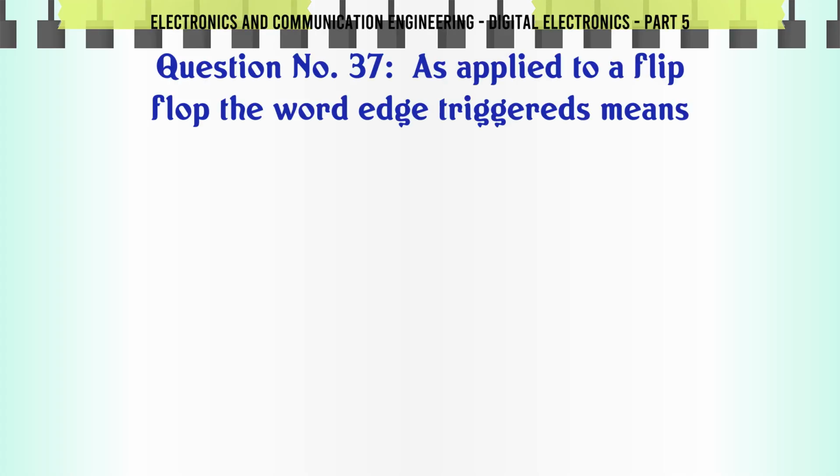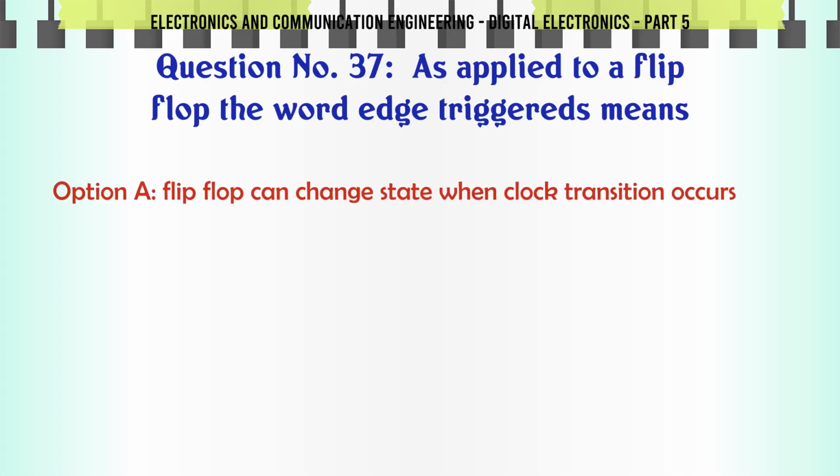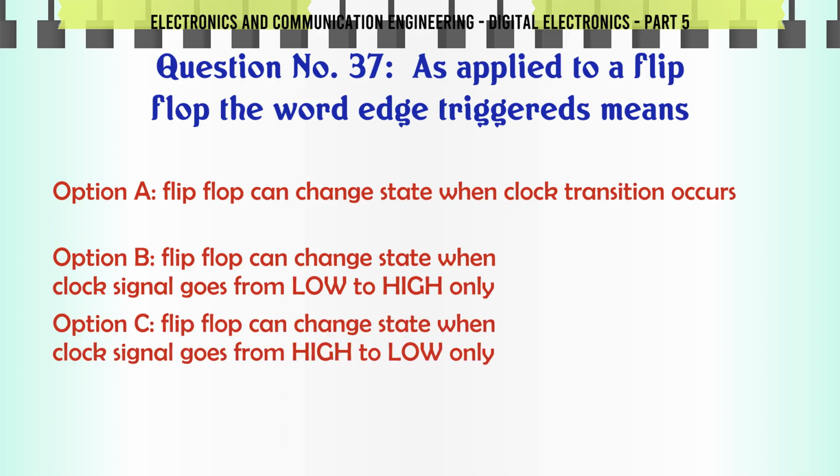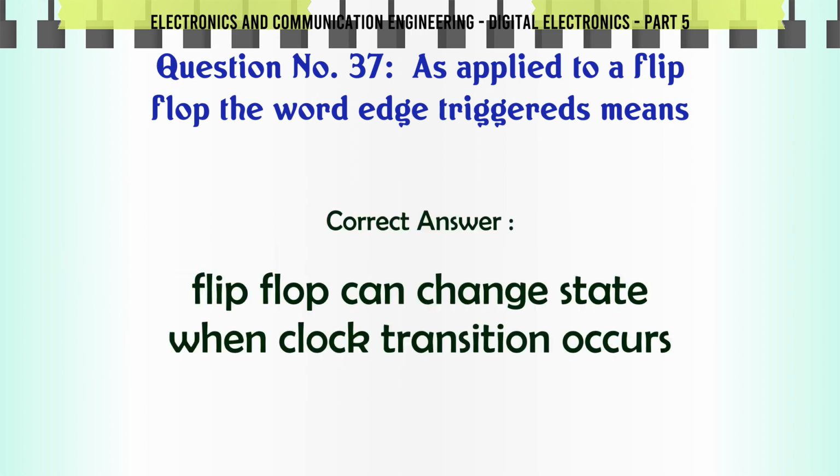As applied to a flip-flop, the word edge triggered means A. flip-flop can change state when clock transition occurs, B. flip-flop can change state when clock signal goes from low to high only, C. flip-flop can change state when clock signal goes from high to low only, D. none of the above. The correct answer is flip-flop can change state when clock transition occurs.